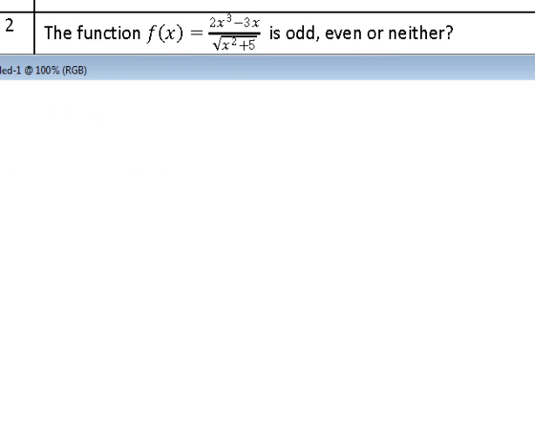In number 2, we want to see if f of x is odd, even, or neither. All right, so we look at f of minus x, and if f of minus x is equal to f of x, that means even, or if it's the negative of f of x, that means odd. Otherwise, it's neither. All right, so we start with this. Instead of x, I'll just put parentheses, and I'm going to fill in with minus x.